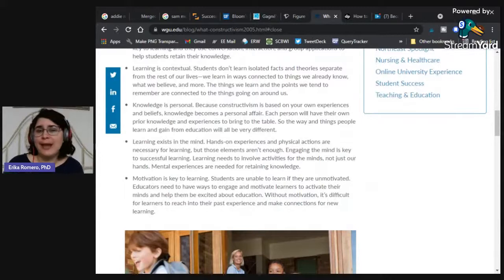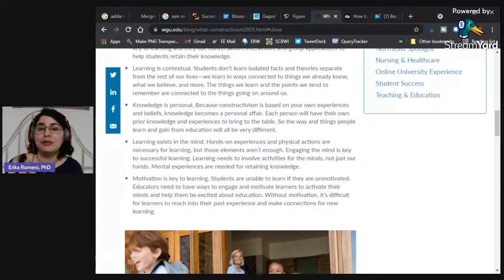It's contextual, right? So it's not just memorize these facts, it's apply them, right? Thinking back to Bloom's taxonomy, right? Think about the situation in which we're learning this. Think about your audience when you're writing a piece for your class, okay? Knowledge is personal. Tie it into your personal values, your personal interests, right?